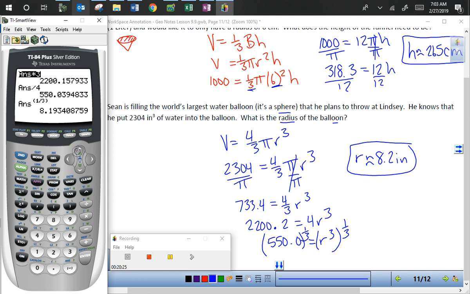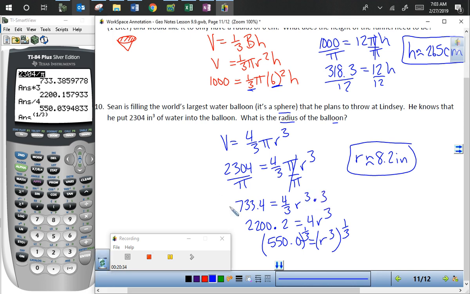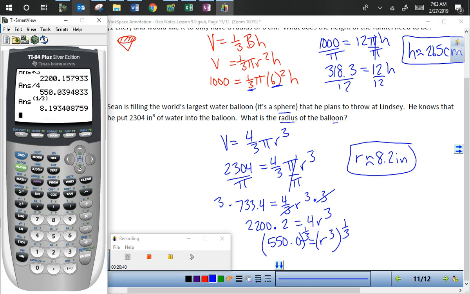I went ahead and rounded to this 733.4. But a lot of this can be done in your calculator, so the next step, we know we have to multiply by 3, and that cancels that out, and then divide by 4. If you use it all in your calculator here, you're going to get a more accurate answer. If you rounded in between here, you may get 550.1 instead of 550.0. That's okay because you'll still get the same radius. It's okay if you just use the rounded version instead of your calculator with all those decimal places. You'll come up with the same answer here.